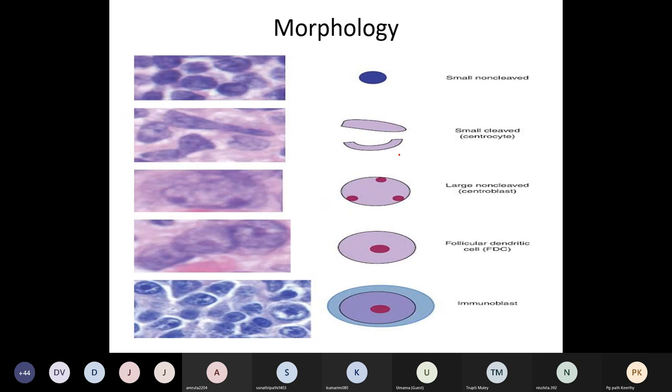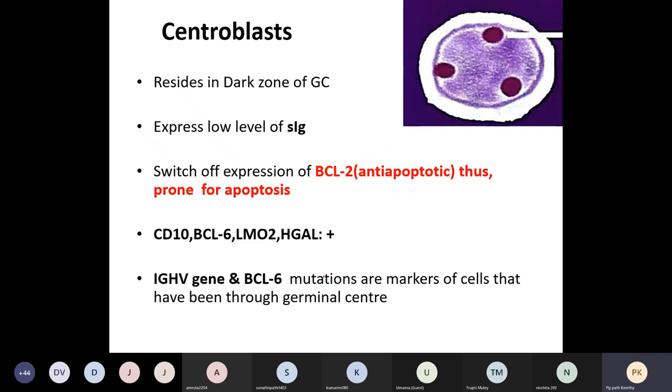This was the normal morphology: small non-cleaved, small cleaved centrocytes, centroblasts. I told you, for C you have to remember centro. Immunoblast means you have to remember I. That means a centrally placed single prominent nucleolus is an immunoblast. So you should remember I. Okay. This is a follicular dendritic cell which has eosinophilic cytoplasm. Okay. Now I have explained morphologically how your centroblast looks.